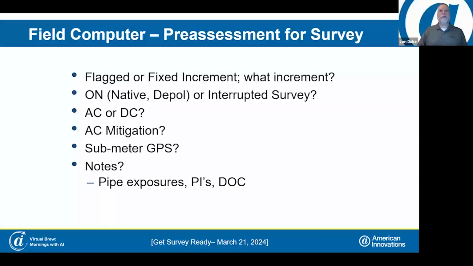Then you'll have to have an external GPS to run on it. Our GPS in the DVM and in the AX are standard grade, 2 to 5 meter. What type of notes are they going to want to have? Pipe exposures, line markers are pretty typical. PIs, depth of cover, and that remarks list is customized, and we'll talk about that also as well.